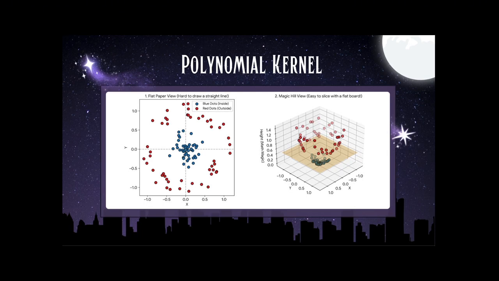On the right side, we have the magic hill. This is where the polynomial kernel plays a great role, because it uses math to lift the inner blue dots up into the air, forming a hill shape. Now, a flat orange chopping board can slice right underneath them, completely separating the blue dots from the red dots.